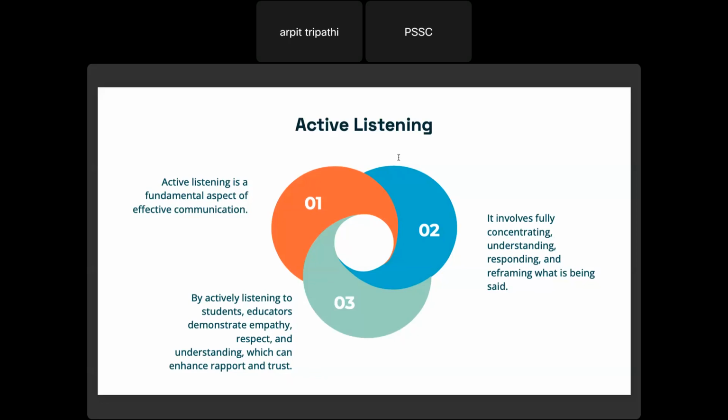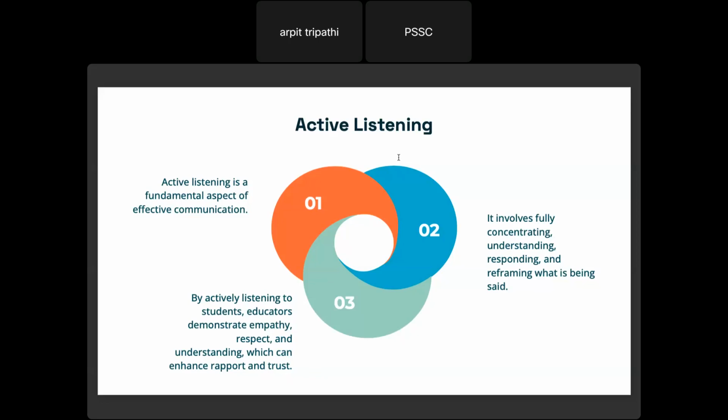Overall, I'll say active listening is essential in the student-teacher relationship because it fosters understanding, communication, support, problem solving, and rapport, ultimately contributing to a positive and enriching educational experience for all involved.